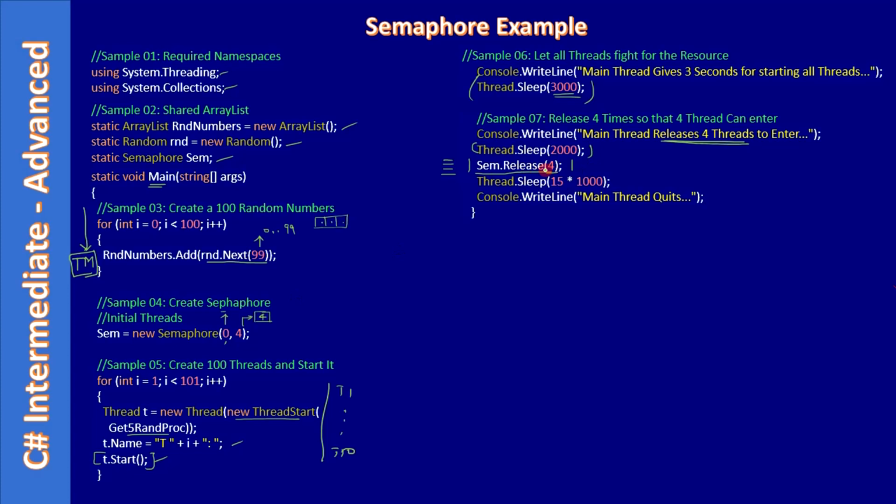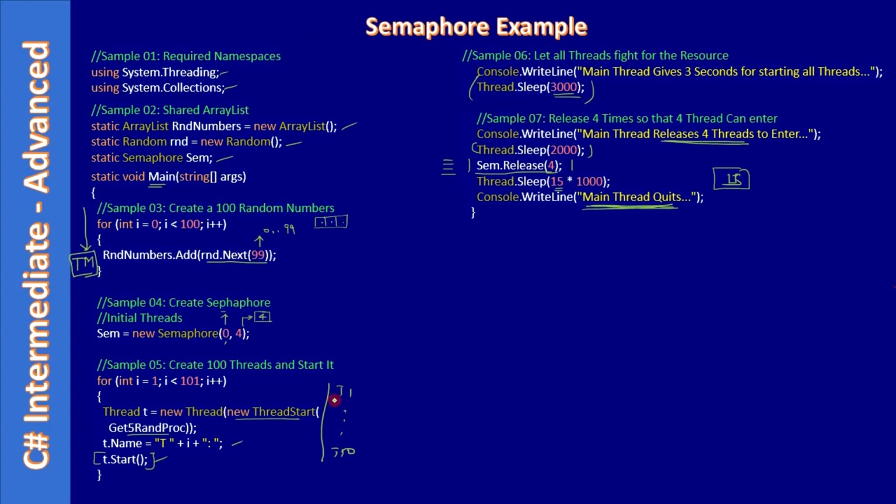Alright, so after releasing 4 threads, the main thread sleeps for 15 seconds. Here we are not using any Thread.Join, so it's simply a time-based calculation. We are giving 15 seconds, and based on this procedure, it was already calculated for this demo that all threads will finish within 15 seconds. So we are making the main thread wait for 15 seconds. Finally, we print a message stating main thread quits.